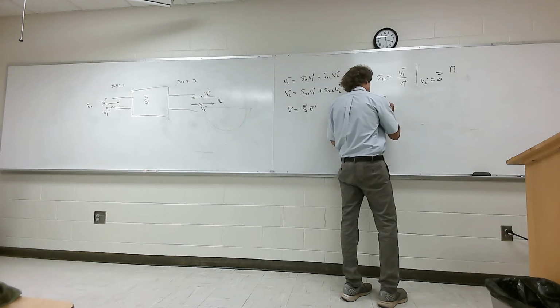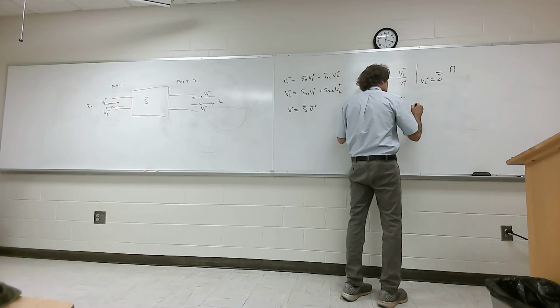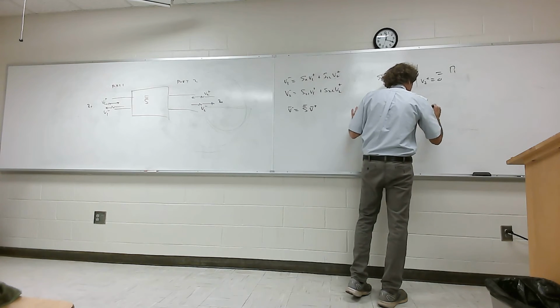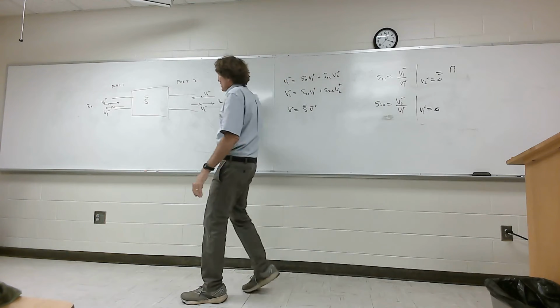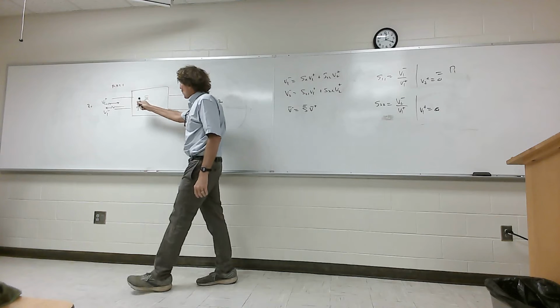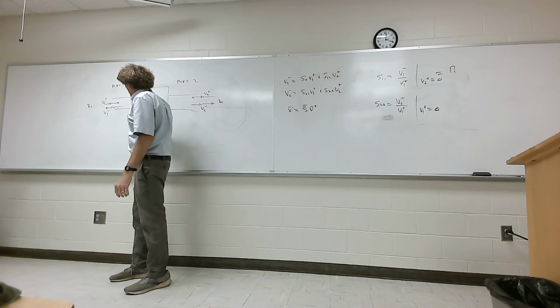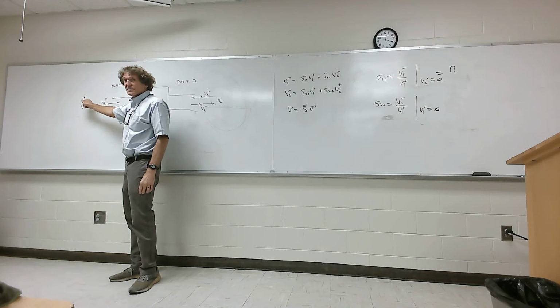S22, it's symmetric, is simply V2 minus over V1 plus, given that V1 plus is equal to 0. What it really means is now I'm looking over here, I'm going to get the reflection coefficient of this port when any wave passing through here will not return. It's basically matched. Do y'all follow me on this, class?